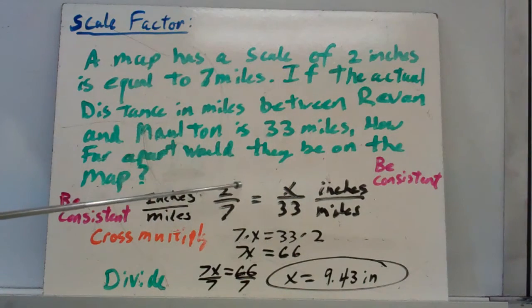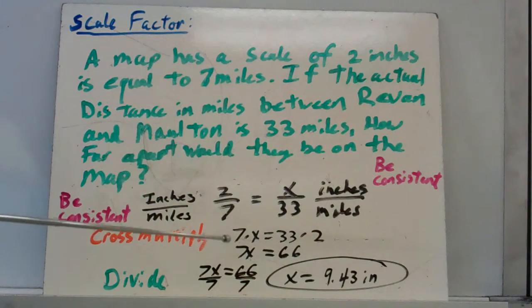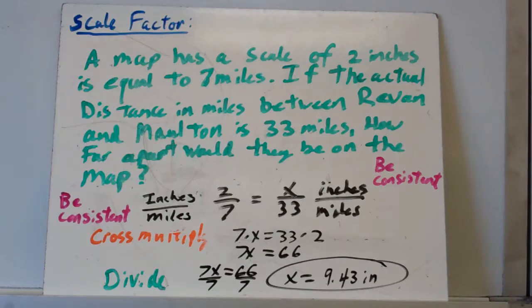We will cross multiply. 2 times 33 and 7 times x, we'll get 7x is equal to 66. We will divide by 7 on both sides and end up getting 9.43 inches. And that is how far apart those two towns would be on the map.